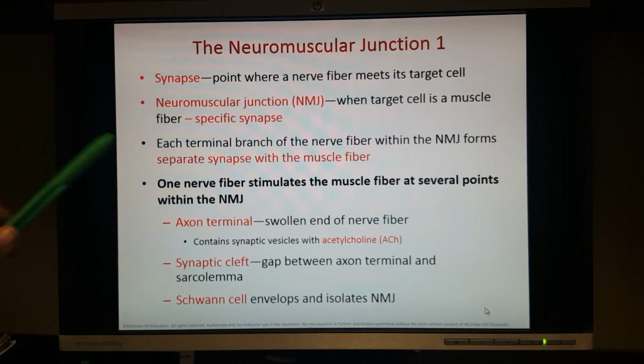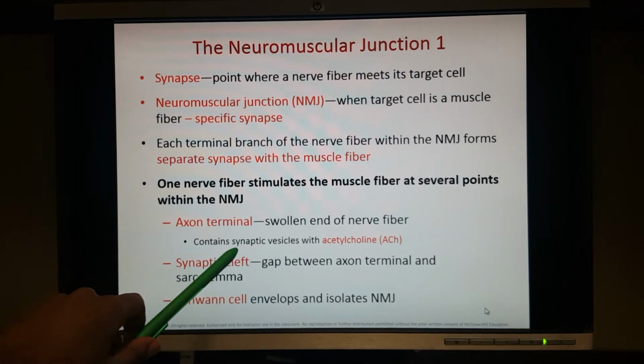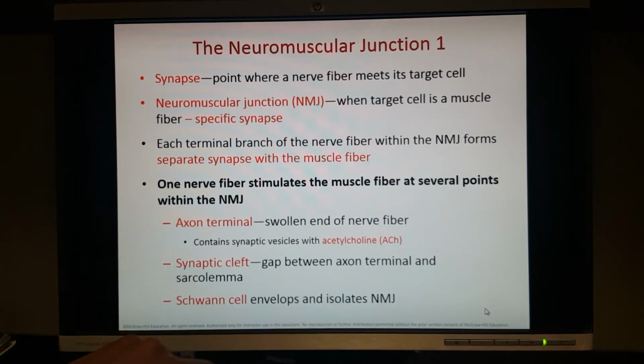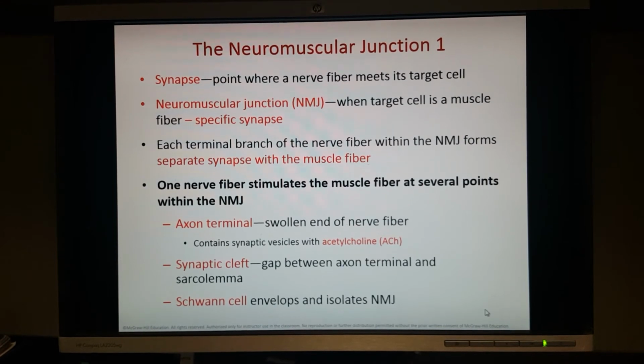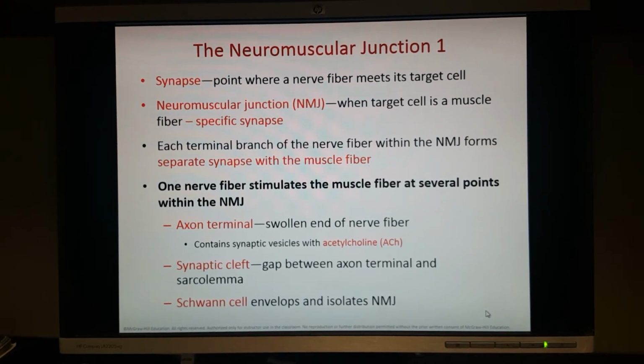So each terminal branch of your nerve forms its own separate synapse, so you can have several signals coming from that one neuron at the same time. So parts of your nerve fiber that are active in giving the signal: at the final end of your nerve fiber is your axon terminal, so it's a little bit swollen, kind of looks like a Hershey Kiss. And it contains these vesicles that are called synaptic vesicles. So these vesicles contain acetylcholine, which is your neurotransmitter, or neuron chemical messenger, that will activate your muscle cells.